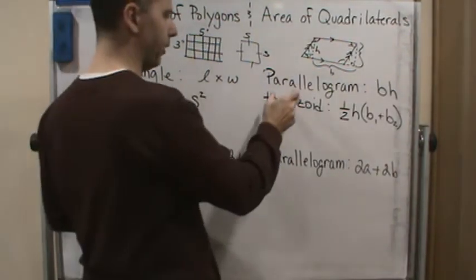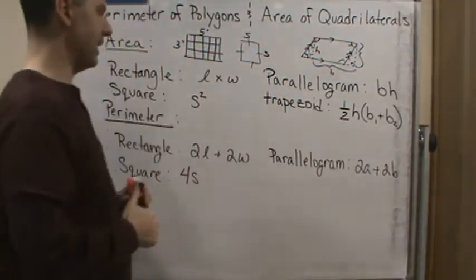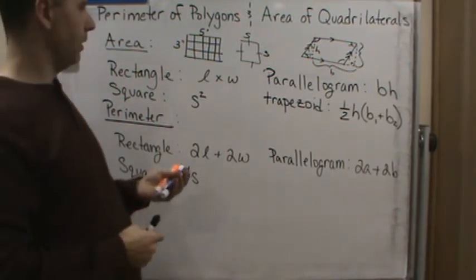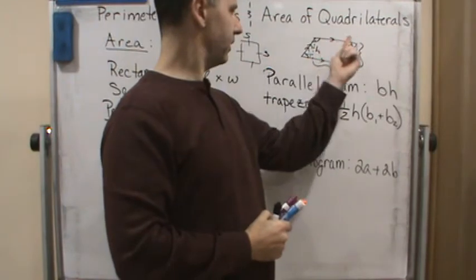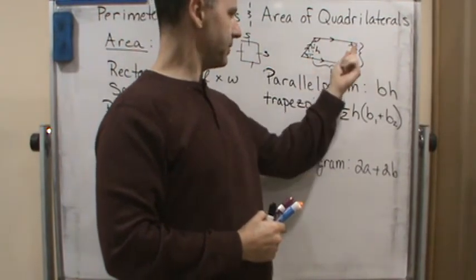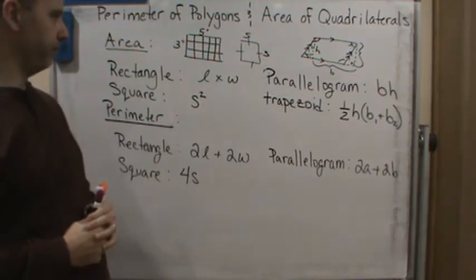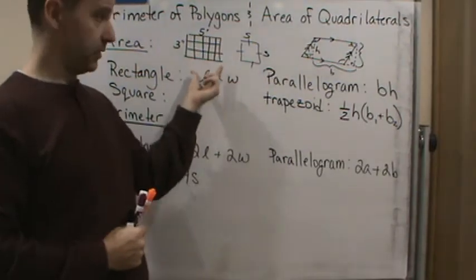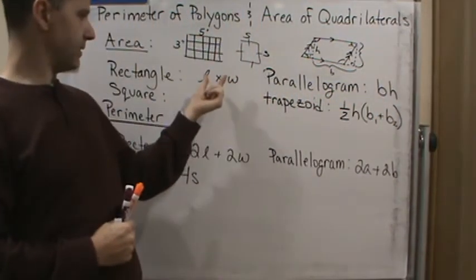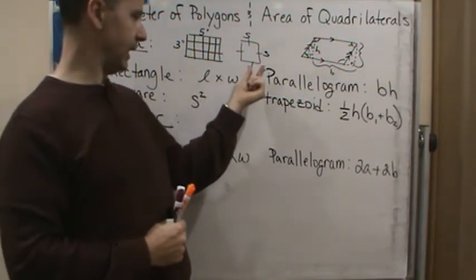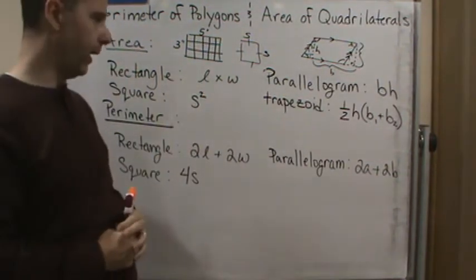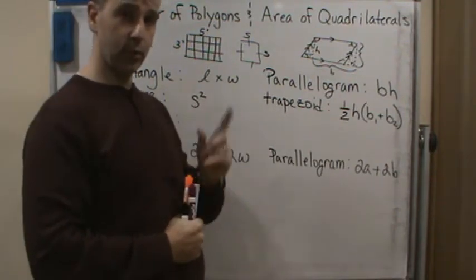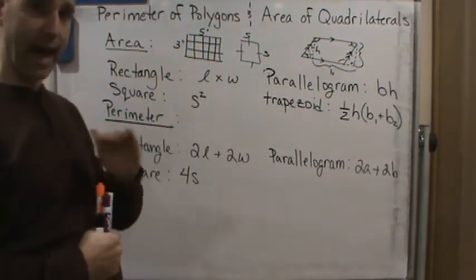So the formula for the area of a parallelogram is the same as that of a rectangle. Base times height in this case, because we're looking for the base times the height of the parallelogram. Okay? And again, rectangles are parallelograms. So base times height is the same as length times width for a rectangle, which is the same as S squared for a square. Now a trapezoid is a little different, because a trapezoid only has one set of parallel sides. It's not a parallelogram.